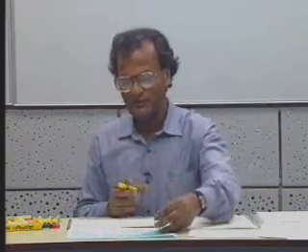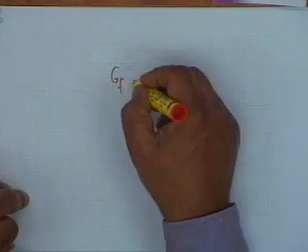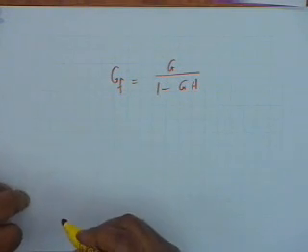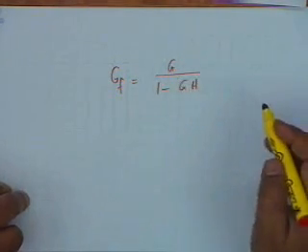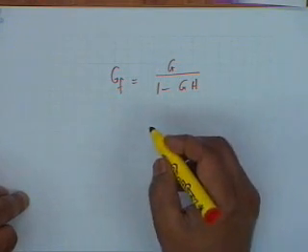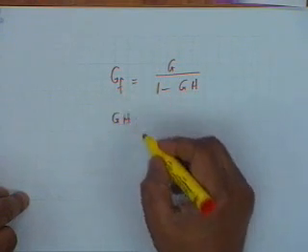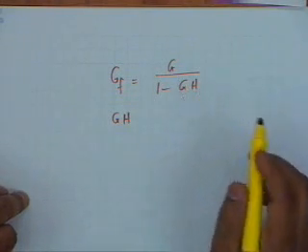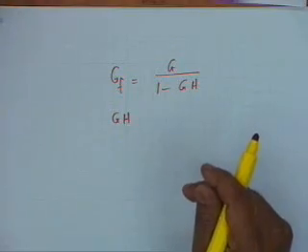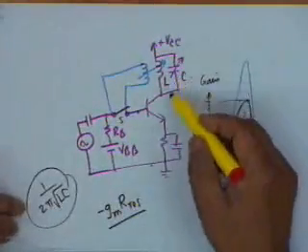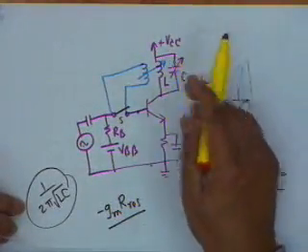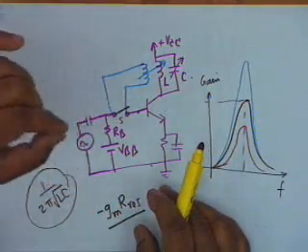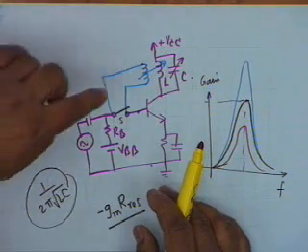Now, let us go back to this expression: GF equal to G by 1 minus GH. Feedback gain is equal to G by 1 minus GH. GH normally shall be a function of frequency. Here G was a function of frequency, the gain. Without this coil, the gain is a function of frequency. And H, well, H could be a constant.